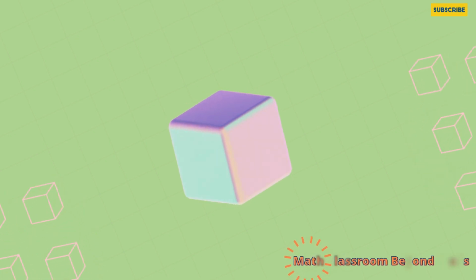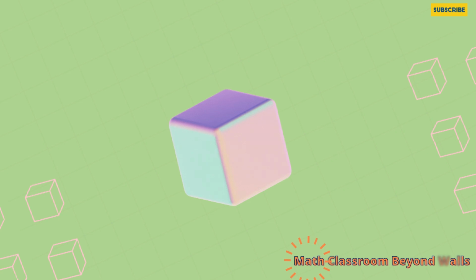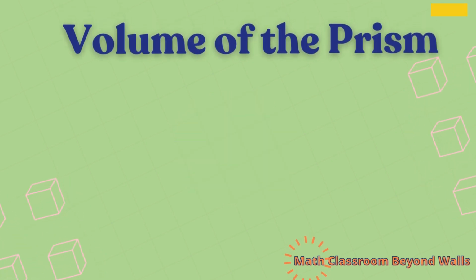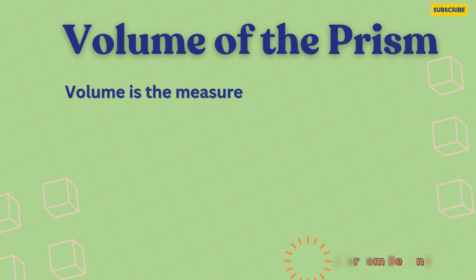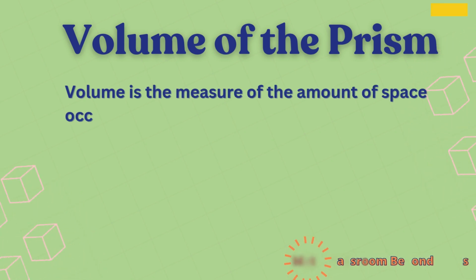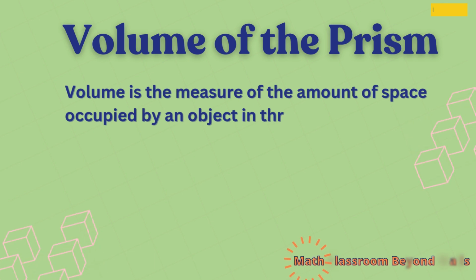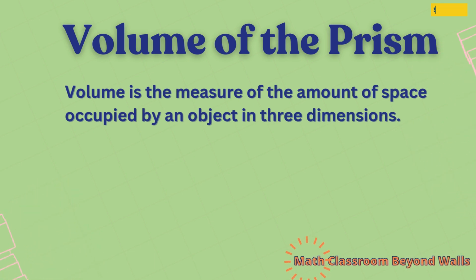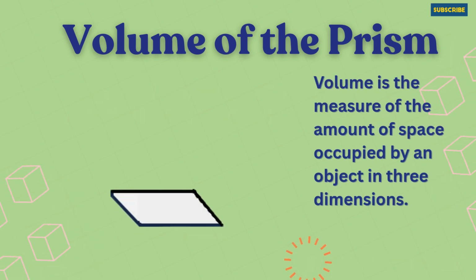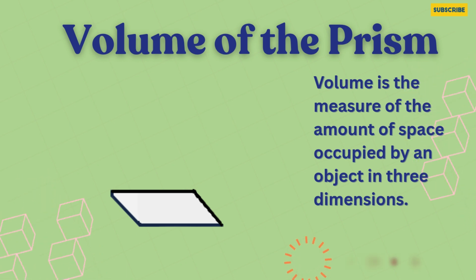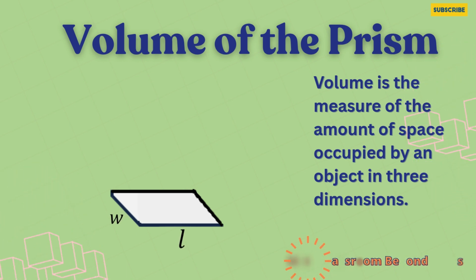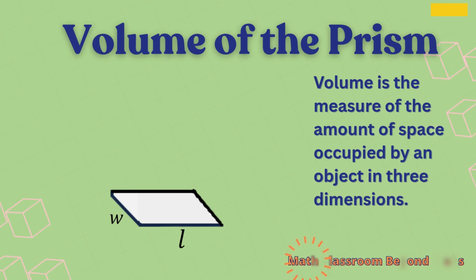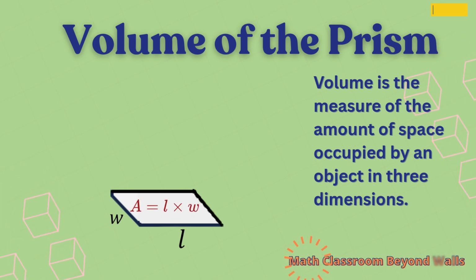How much space is occupied by a prism? This is answered by getting the volume of the prism. The volume is the measure of the amount of space occupied by an object in 3 dimensions. Let us look at these, learners. As you see here, this flat surface has width and length only. Thus, we can only describe the amount of space it occupies by its area.